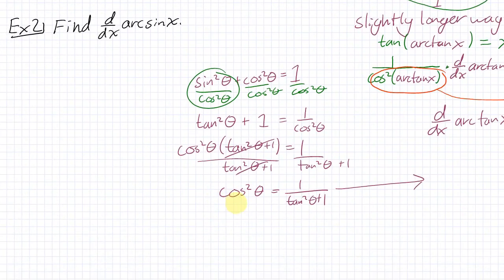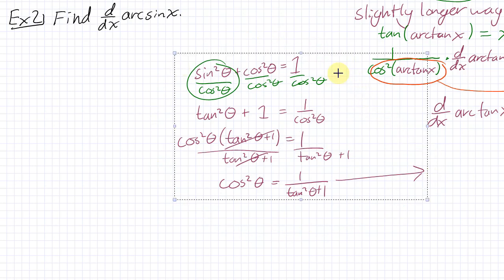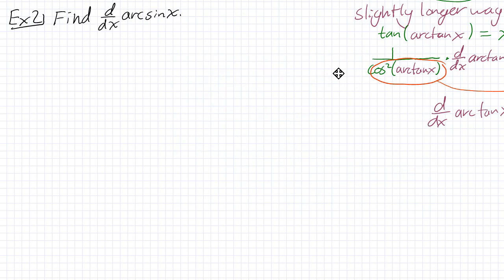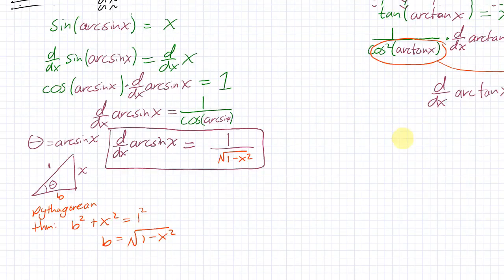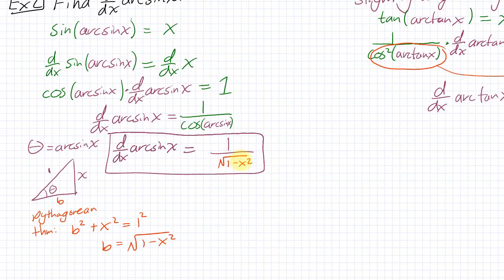Let's do one more with arcsine of x. This one, you should give it a shot. So I'm going to pause it here, and the answers will appear in 3, 2, 1. All right, so here's my answer. I got 1 over the square root of 1 minus x squared. If you got that, excellent. You got it right. If you got something else, that's okay.